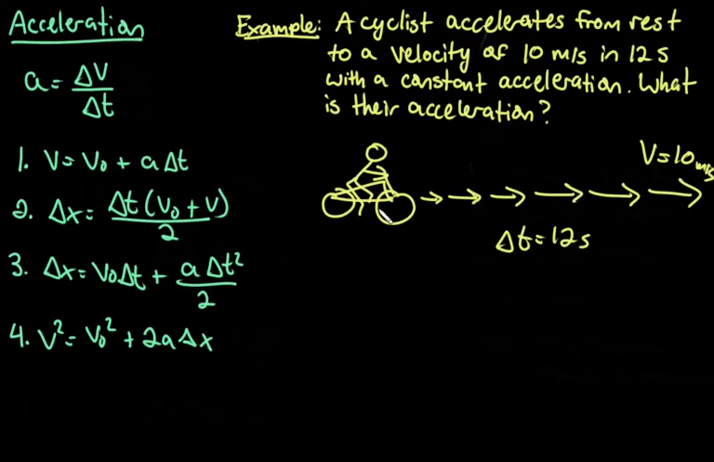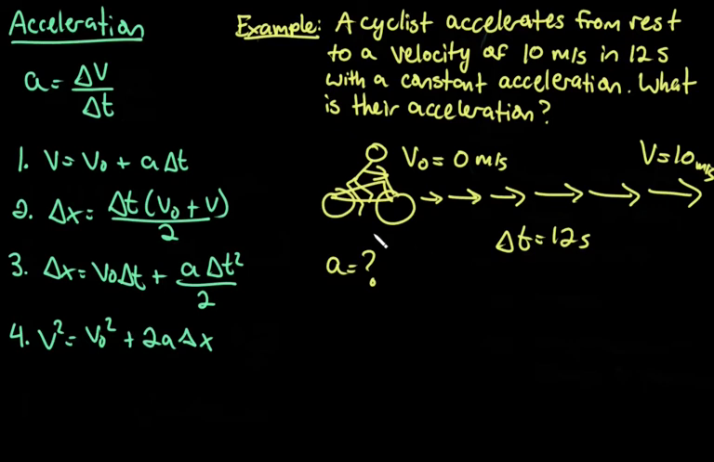Now, if they start at rest, then we know that their initial velocity, v naught, should be 0 meters per second because they started from rest. Rest indicates that you're not moving. So really, this is how I would like to approach my problem, is I draw a diagram and then I put in the variables that I am aware of. So now I want to find out what is their acceleration. So that is my big question.